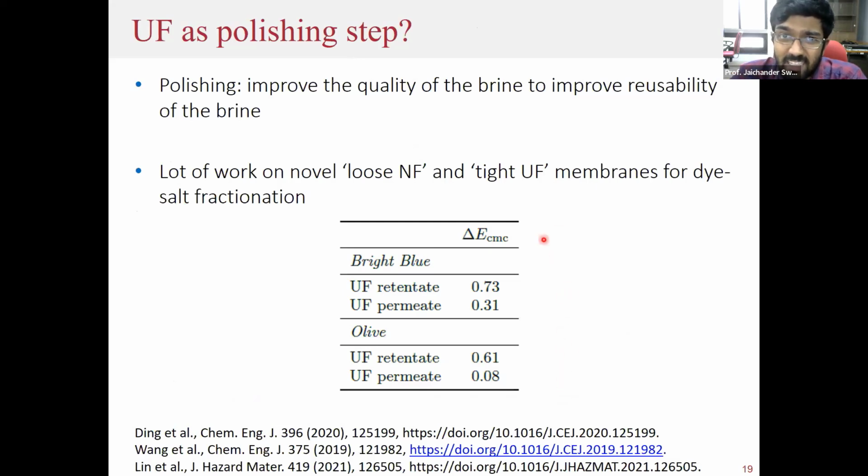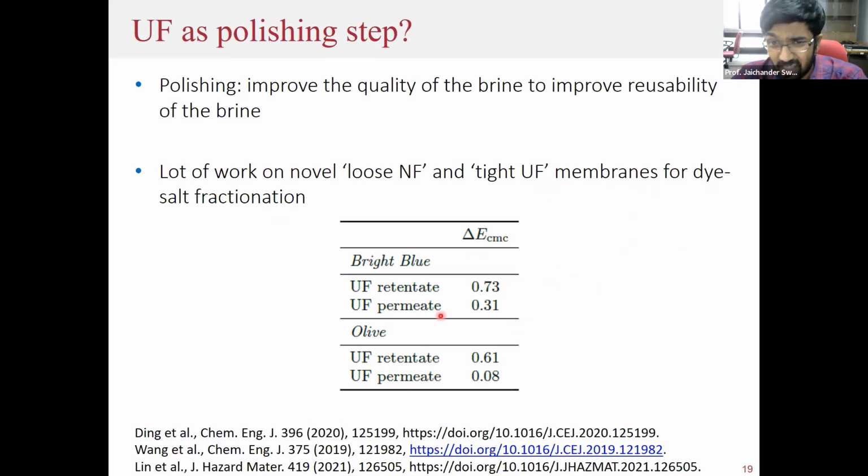So what we had tried here, in the literature, we see a lot of data or reports on novel membranes, novel nanofiltration membranes and ultrafiltration membranes for dye and salt fractionation. What we are doing here is not dye and salt fractionation. It is instead removing the treated dye molecules that are left out after the primary secondary treatment that build up in the solution after desalination. We want to remove all those molecules from the salt. So what we want is a pure salt solution for recycling in the dye bath.